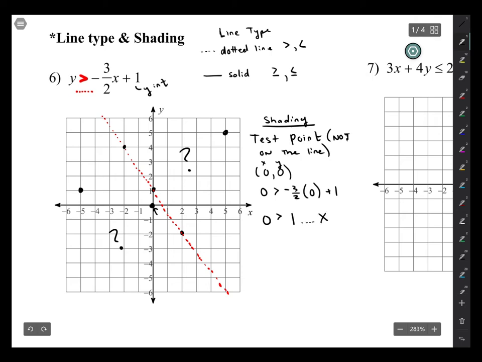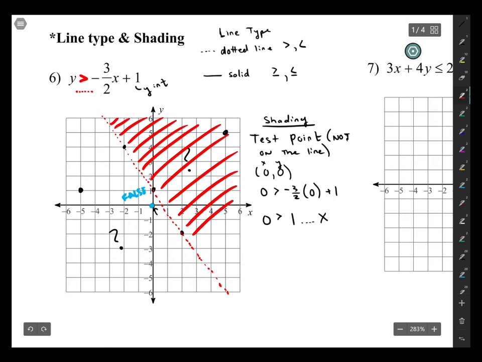No, it is not. So here, again, is where 0, 0 is. Since that's false, that means we want to shade everything on the other side of the line. So since 0, 0 is not true, we're going to shade in this here.